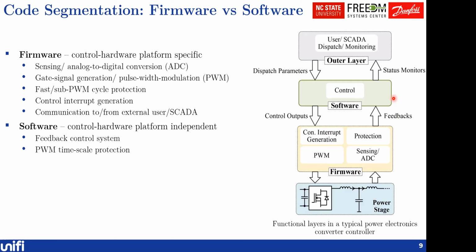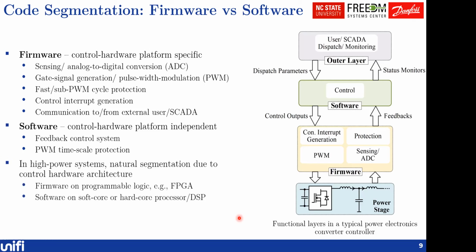And then in any application of a substantial size, you always have this outer layer. This can be a user interface or a SCADA interface through which you should be able to dispatch set points such as PQ bias or droop parameters. And as well as you should be able to monitor what the hardware is doing in real time. So that's the outer layer.